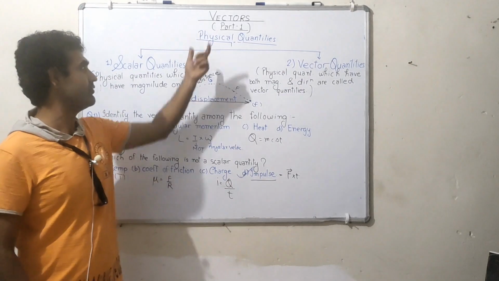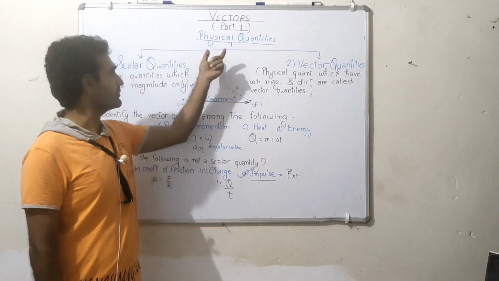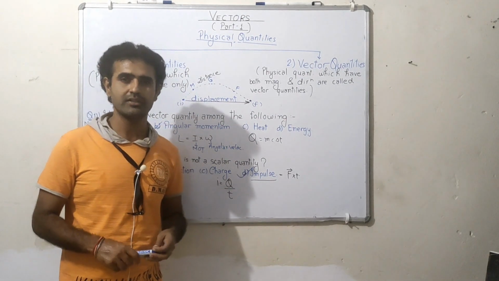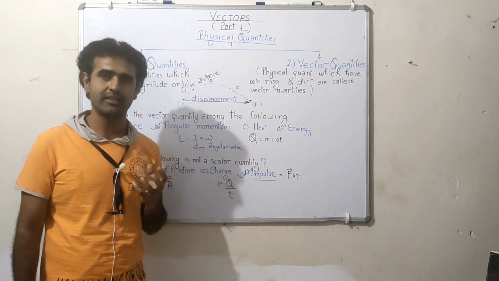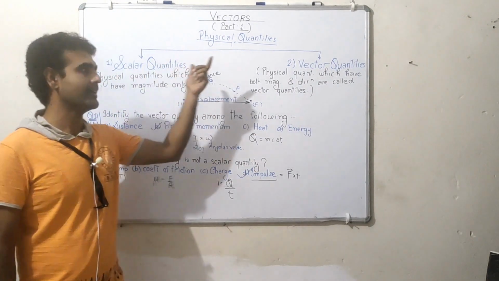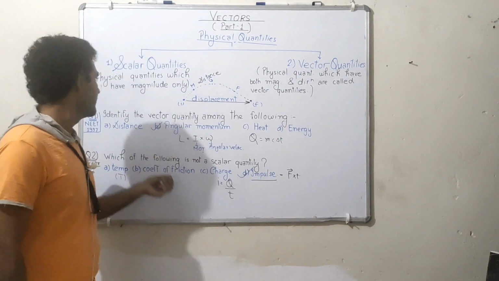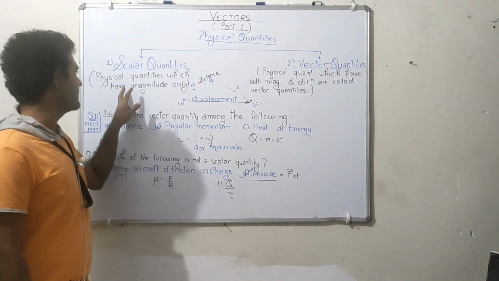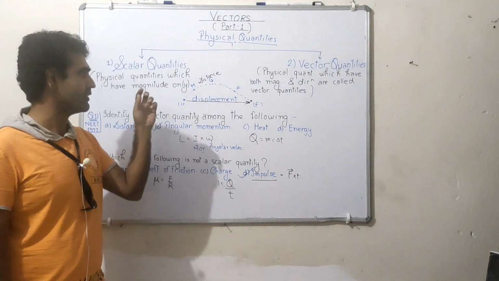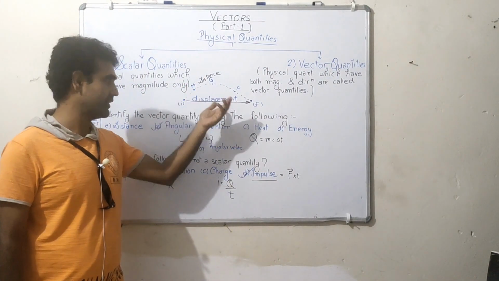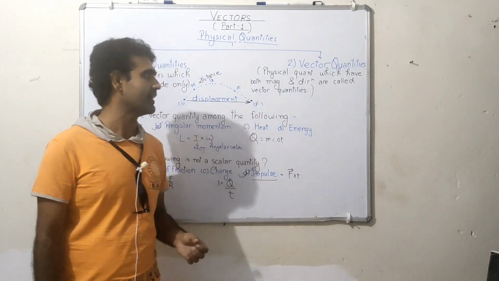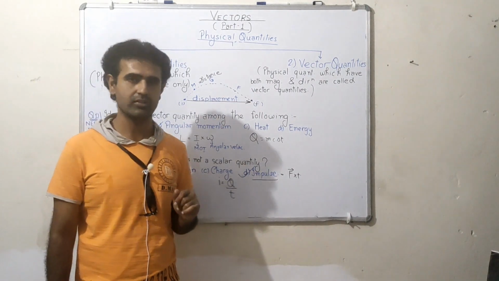Now we will start with vectors part 1. We will study about the physical quantities. Physical quantities are those quantities which can be quantified in a certain amount and can be measured. These are of two categories. One is called the scalar quantity and the other is called the vector quantity. Scalar quantities are those quantities which have magnitude only, for example mass, distance. We will take the example of distance a little bit later. Vector quantities are those quantities which have magnitude and direction.